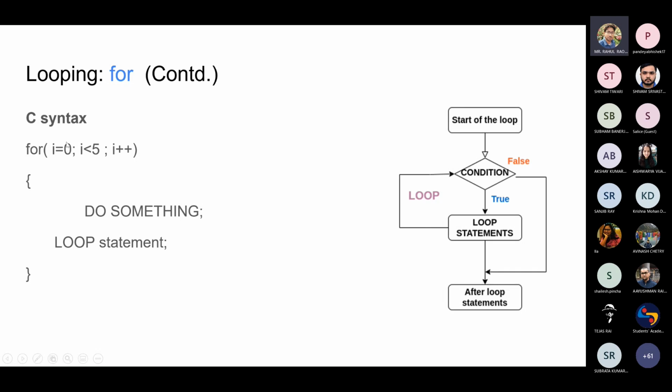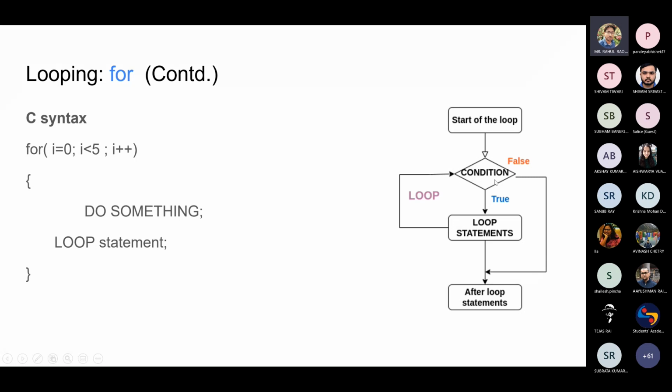So here, this becomes the initialization, the start part of the loop, i is equal to 0, and then this is the loop statement, do something. After this loop statement, this increment or decrement operator is executed, i plus plus, and then we again check whether i is less than 5 or not.